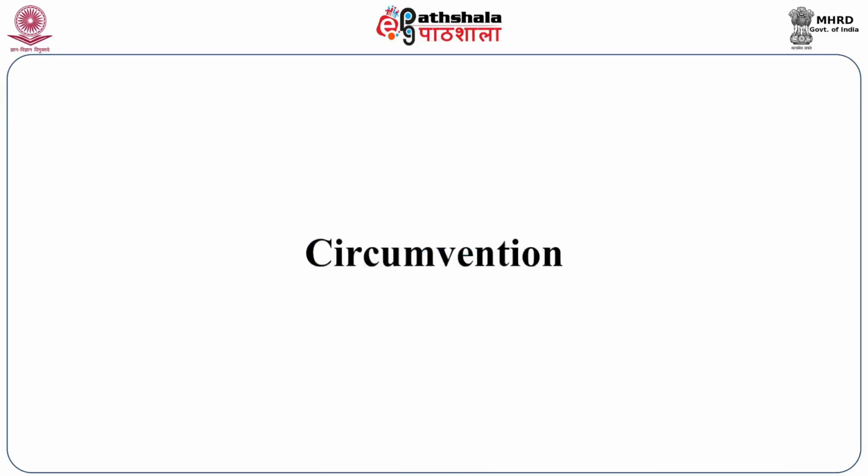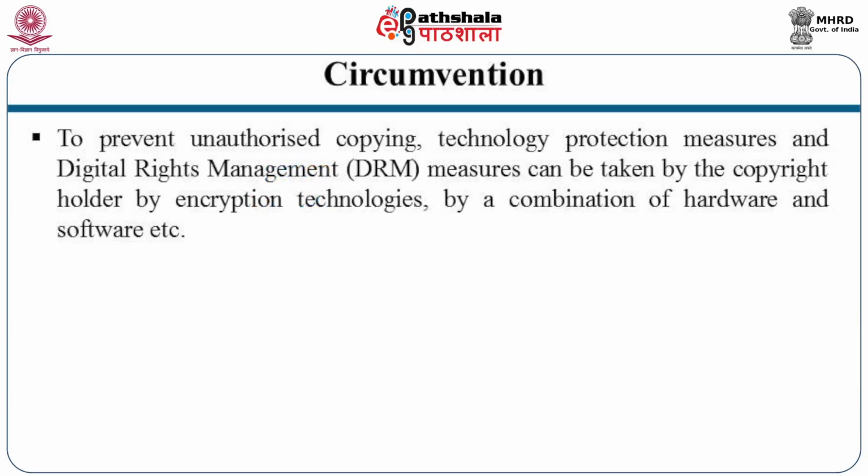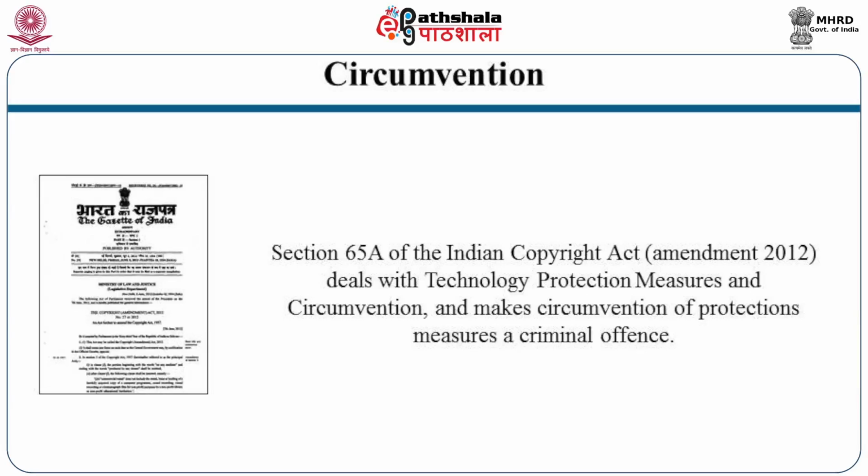Another thing which we should look at is circumvention. The widespread use of digital and communication technologies has made it easy for downloading, storing, retrieving, dissemination and reproducing of works. To prevent unauthorized copying, technology protection measures and digital right management measures have been taken by the copyright holder through encryption technologies by a combination of hardware, software, etc. Circumvention of such technology is an offense and is illegal. It is mentioned in the Digital Millennium Copyright Act of the USA and in section 65A of the Indian Copyright Act.